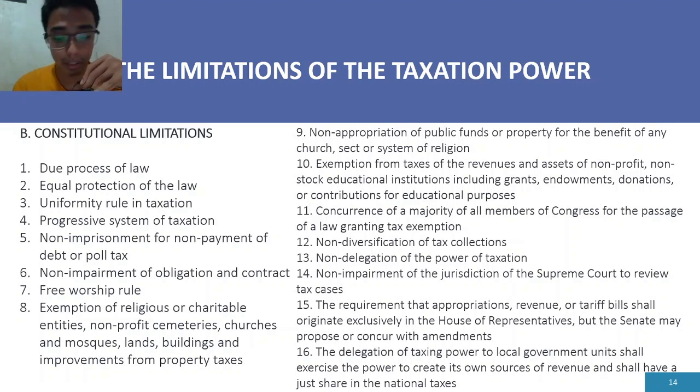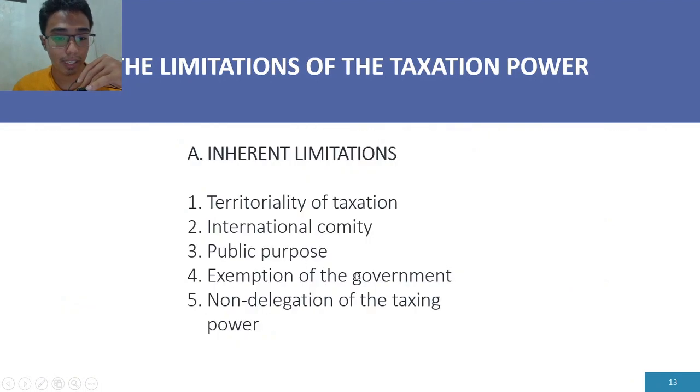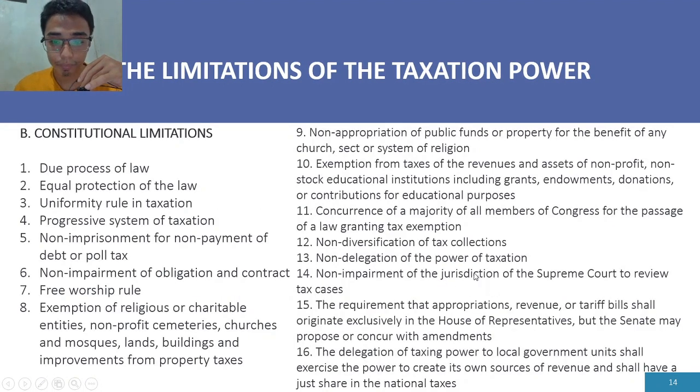So, nabanggit ko na ito kanina. The principle of checks and balances in a republican state requires that taxation power as part of lawmaking be vested exclusively in the Congress. Okay, so it is vested exclusively in the Congress. So as you can see, this is the same as the inherent sa dito, number 5.